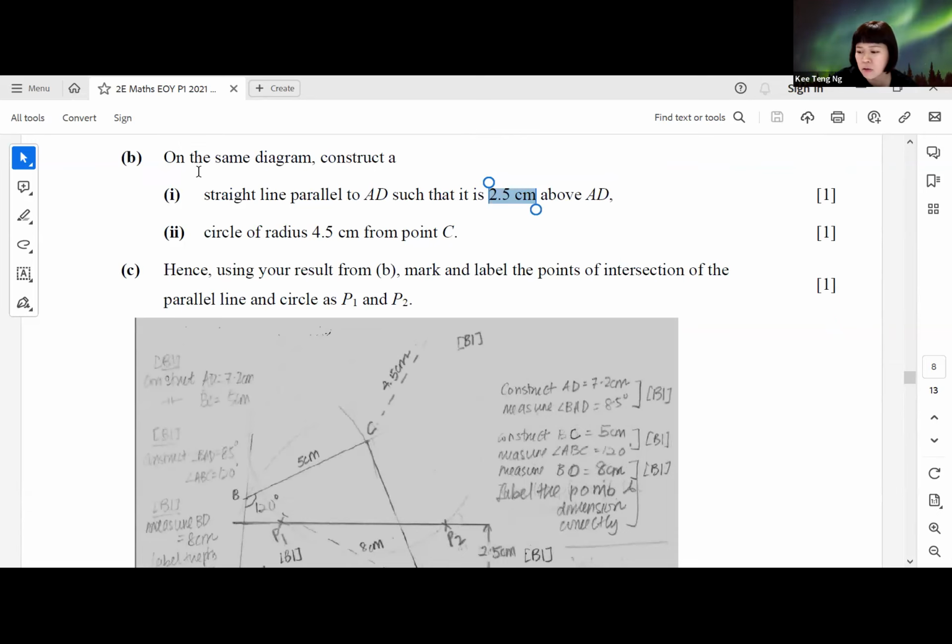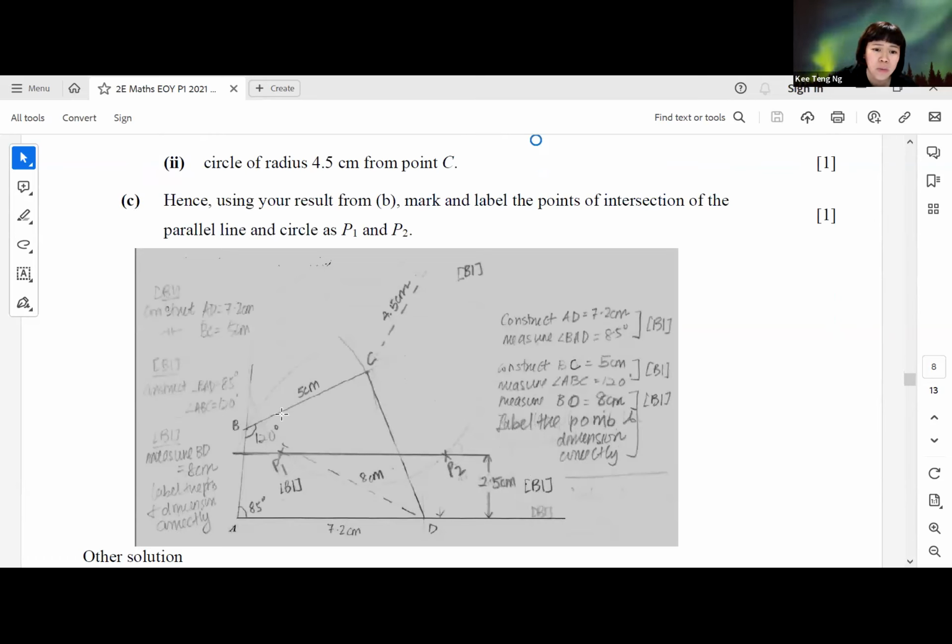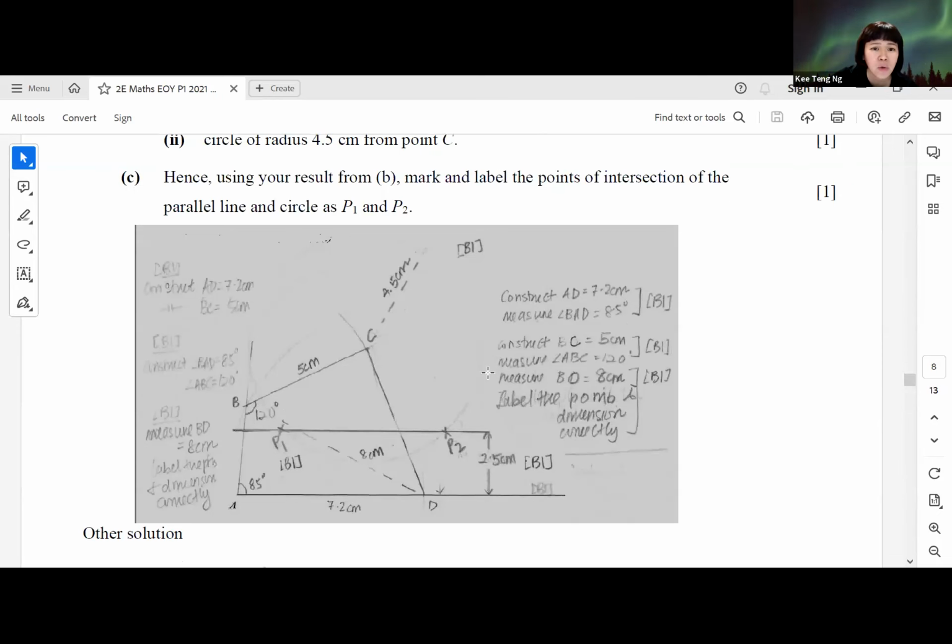Next, they say a circle of radius 4.5 cm from point C. So from point C, you measure 4.5 cm and draw a circle of that radius. Then, using your result from B, mark and label the points of intersection of the parallel line and the circle. This is slightly different from what we constructed last time. We did angle bisector and perpendicular bisector, but this question came out with parallel lines and a circle. It's still looking for intersection points. So this is where the circle is, and this is the intersection point over here.